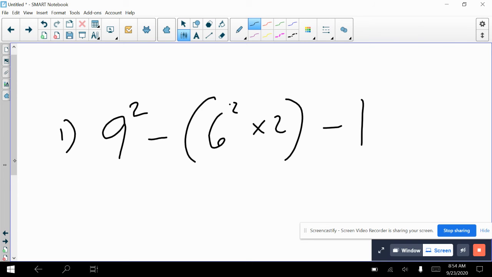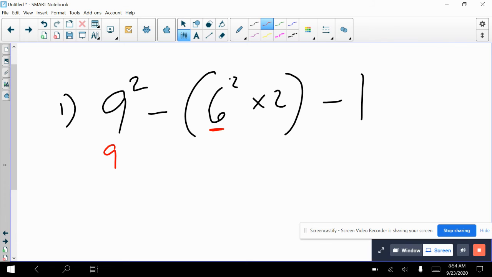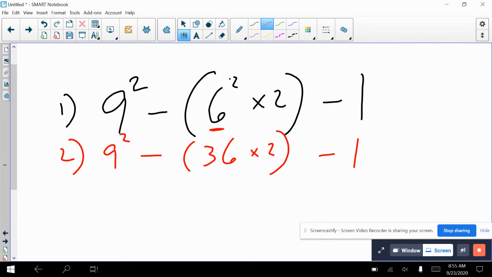Nine squared minus parentheses 6 squared times 2 minus 1. Ooh, baby. What do we want to do first? Cohen. Yes. That is the exception to the rule. Okay, now we write down everything we're not going to use. Are the parentheses going to go away here? No, not initially. You can't do two things at once. 36 times 2. We solve the exponent first. The parentheses are not going to go away because we are not taking 36 times 2 immediately.